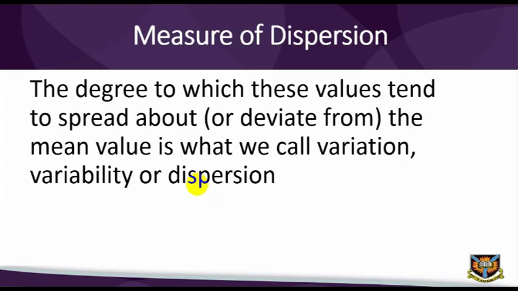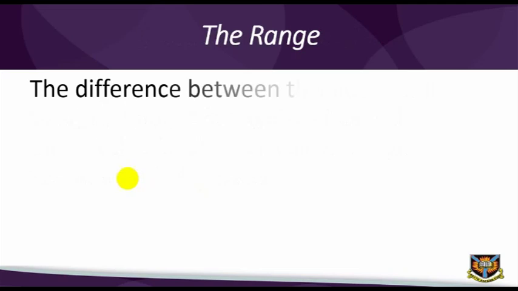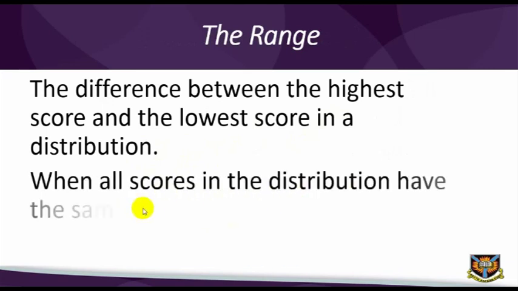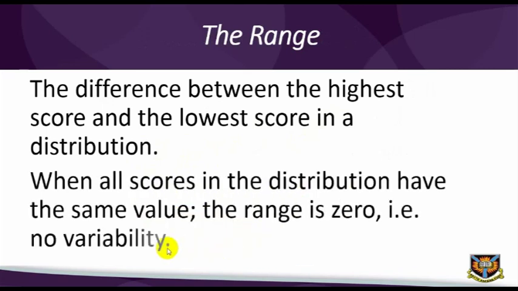1. The range. The range is simply the difference between the highest score and the lowest score in a distribution. When all scores in the distribution have the same value, the range is 0, that is, no variability. The higher the value of the range, the further apart are the extreme scores of the distribution. A weakness of the range is that it considers only the two extreme cases in its computation.